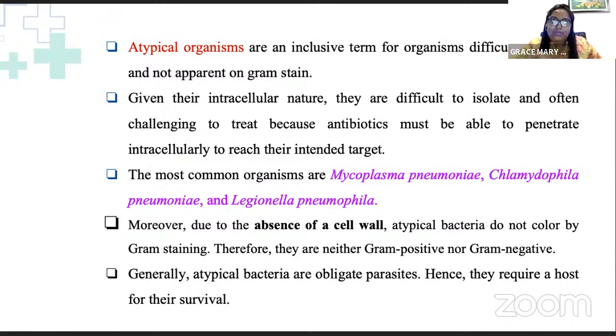These bacteria, most of them, don't have a cell wall. So when you don't have a cell wall, your gram stain doesn't work, and they do not show up in your gram stain. These are the three major ones we are going to talk about, and I'm going to talk only about the pneumonia part of it. There are other things as well, like rickettsia and coxiella, which also come under atypical, but you don't see them very often. So the three organisms I'll be talking about are Mycoplasma, Chlamydia, and Legionella.